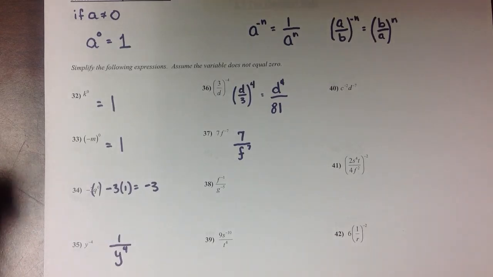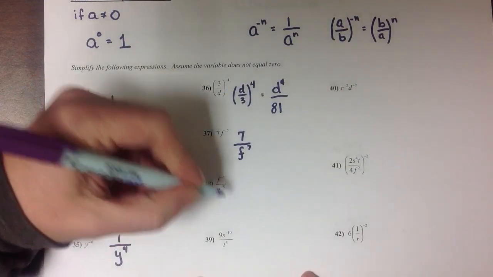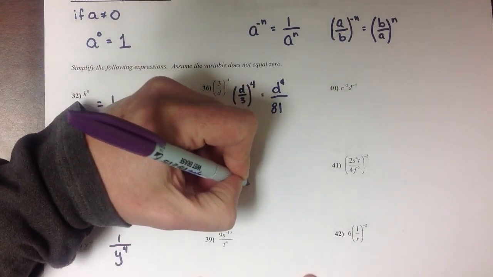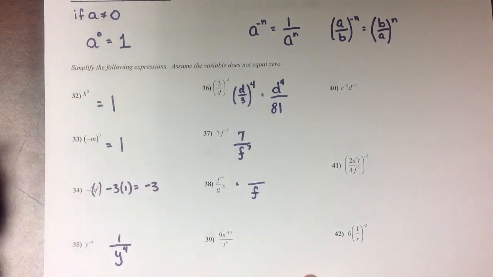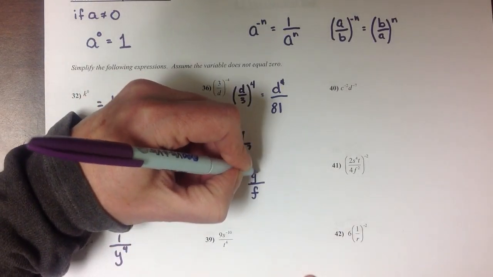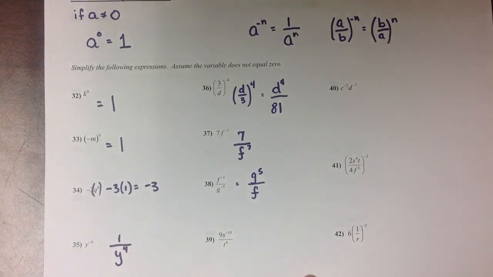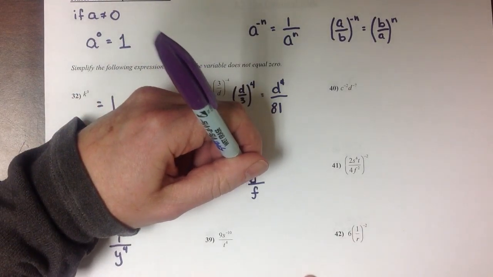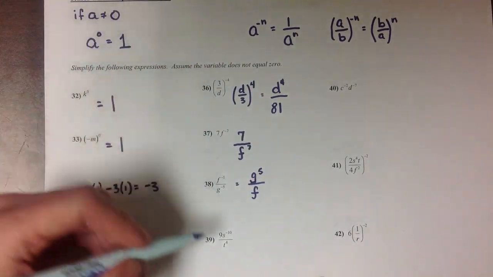In number 38, both of our variables are going to get to take a ride on the elevator. The f is going to go down into the denominator, and since f to the 1 is the same thing as f, we'll just leave its exponent off. The g is going to ride the elevator up and become g to the 5th. Put a little bigger tail on that so you can tell it's a g.